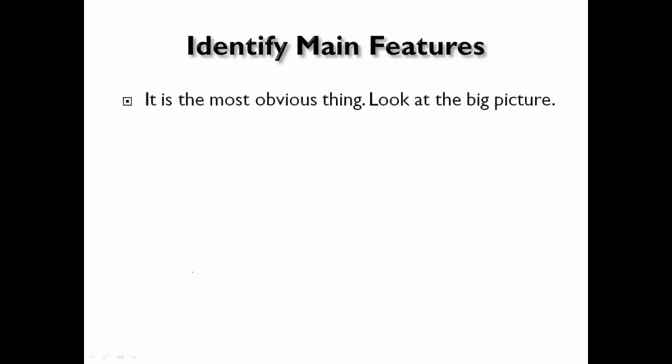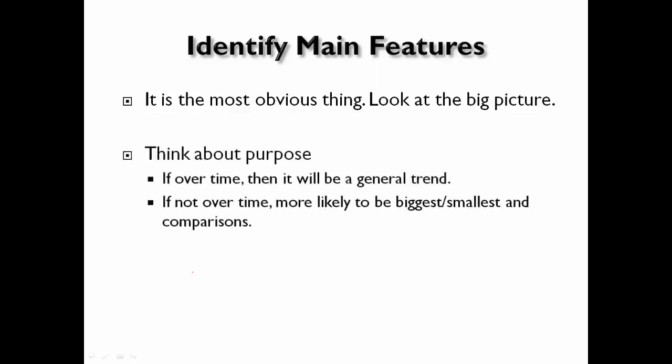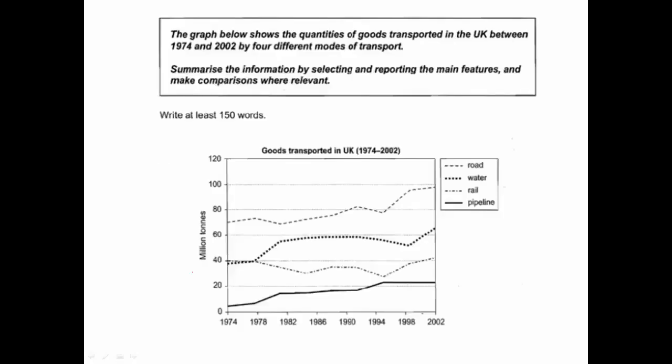So let's review identifying the main features. It's normally the most obvious thing, and you need to look at the big picture, the overall picture, not looking at small details. You need to look at the big picture, as big a picture as possible. You need to think about purpose. If it's over time, it will normally be a general trend. If not over time, it's more likely to be something like the biggest, the smallest, and comparisons. But treat each graph differently. Don't just look at the biggest and the smallest and look for comparisons. Each graph has a different set of values. Each graph needs to be looked at differently. So let's look at this one.